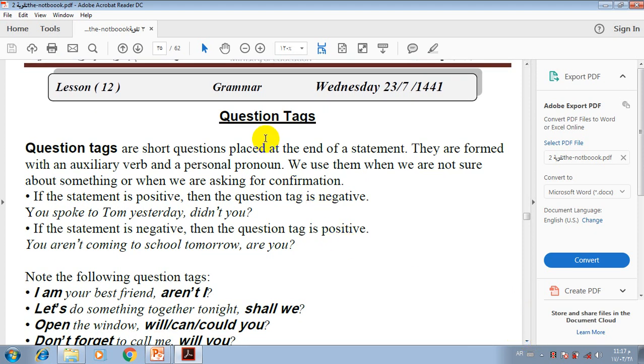There is another rule we should explain today. It's about the question tags. What are the question tags at first? The question tags are short questions placed at the end of a statement, and they are formed with an auxiliary verb and a personal pronoun. Okay? We use them when we are not sure about something or when we are asking for confirmation.